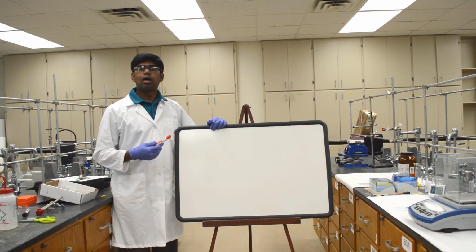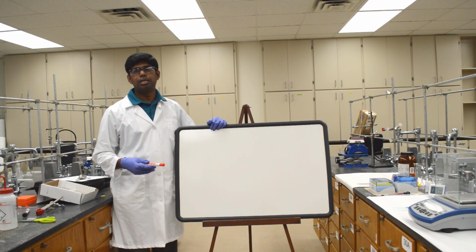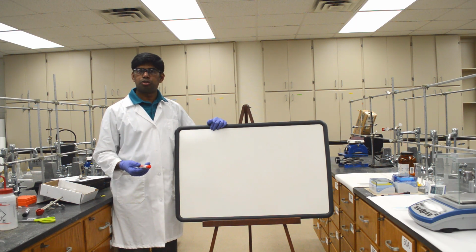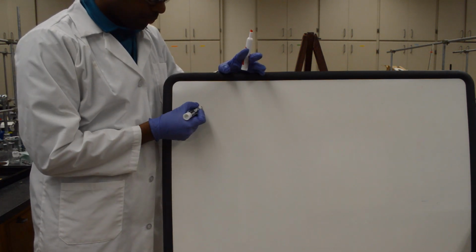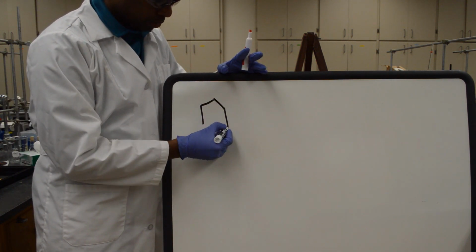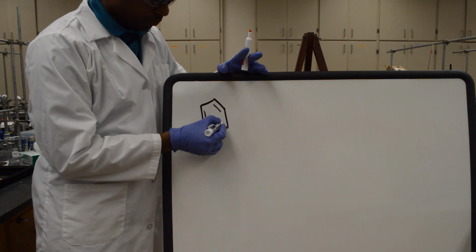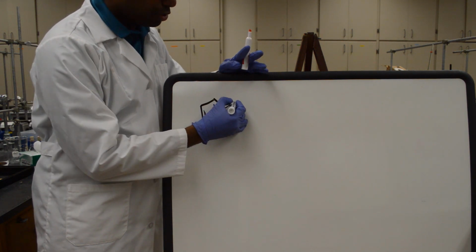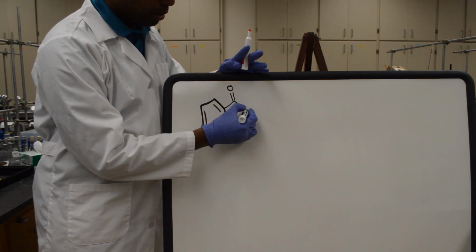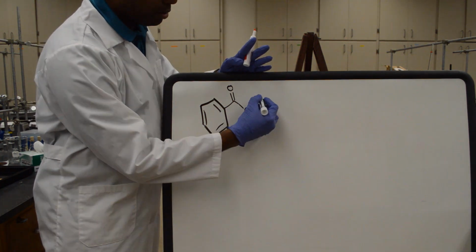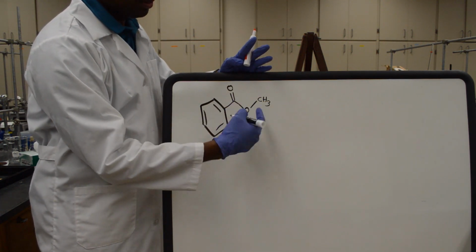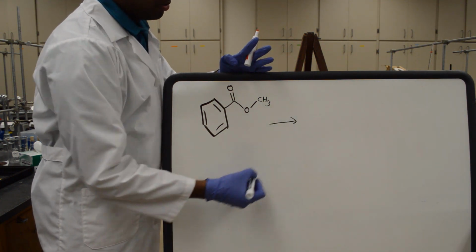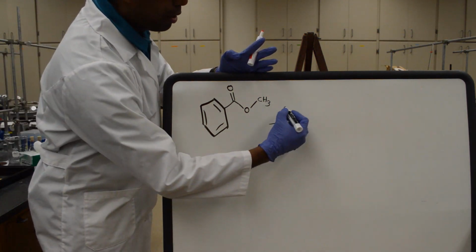Today's lab, we'll do the hydrolysis of methyl benzoate into benzoic acid, which is another nucleophilic acyl substitution reaction. We'll start with the methyl benzoate, so methyl and benzoate. This will react with the nucleophile hydroxide.